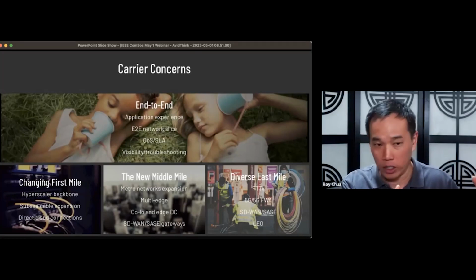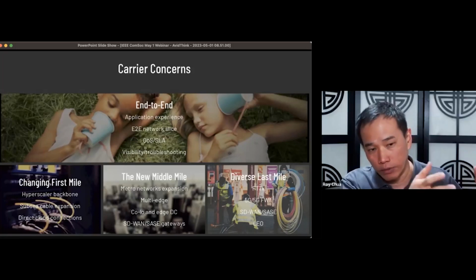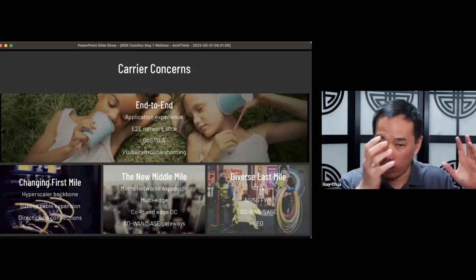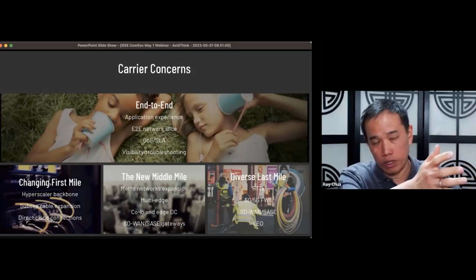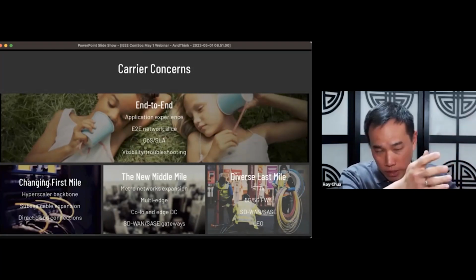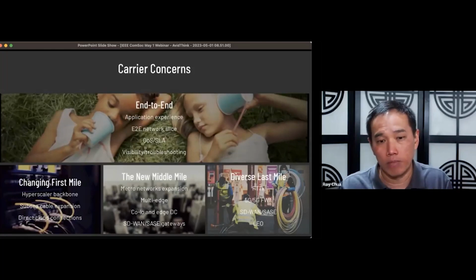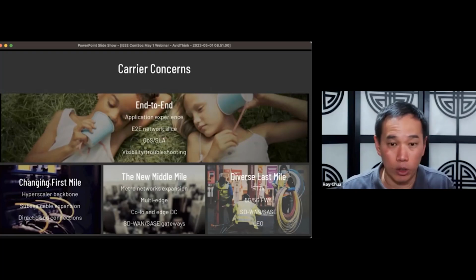Subsea cable expansion continues, right? People are asking for direct cloud connections. I've got to give you that as carriers, right? Somehow, because the businesses are asking for that. Consumers are not necessarily asking for that, but certainly the businesses are. The new middle mile, which bridges the first mile and the last mile. And on the last mile, I'm trying to do build outs, right?